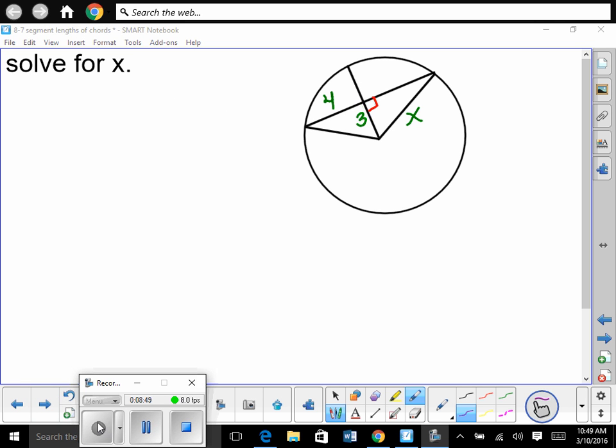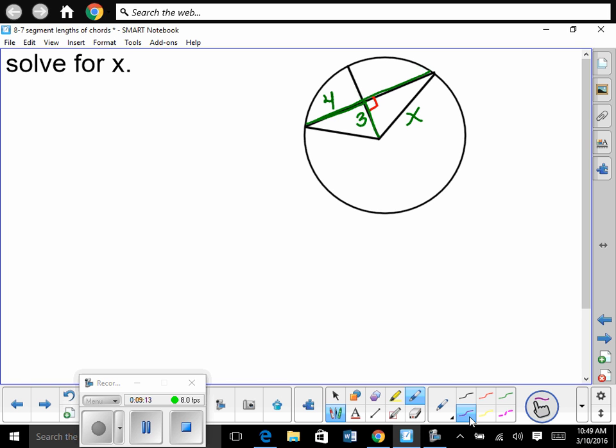So let's look at this one here. We're asked to find x. This piece right here is 4 and this piece is 3. Could I say those 2 pieces add up to be a radius? No, right? This segment has nothing to do with a radius, so we can't do that. Does everybody understand why?